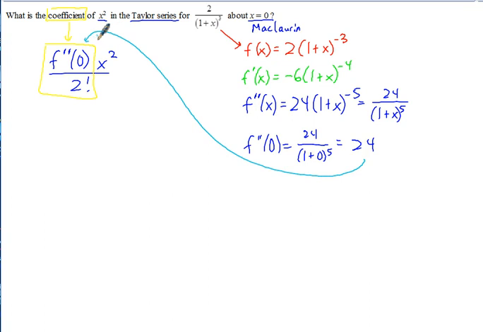We can put it right there. So we get 24 x squared over 2 factorial, which is just 2 times 1. So 24 over 2 reduces to 12. So the coefficient we're looking for of the x squared term is just 12.